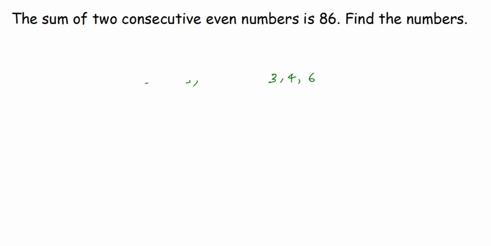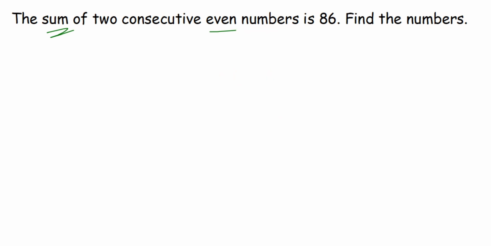Now here they are saying two consecutive even numbers. Suppose I have an even number 6, the next even number after 6 is 8. So it will be like 6, 8, or 8, 10, or it could be 14, 16. But they are two consecutive even numbers, and the sum is 86. Sum means you have to add. So this is about the question.